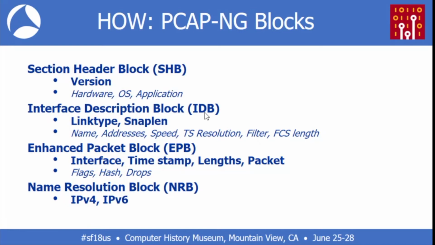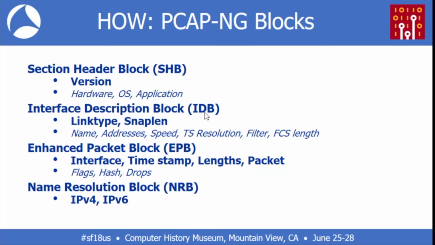There's an interface description block. So each interface that you're capturing from, you store a bunch of information about that. A lot of it is optional, but you can store things like a capture filter on a per interface basis. Also the timestamp resolution, the speed of each link, and so on. You can give it a name.